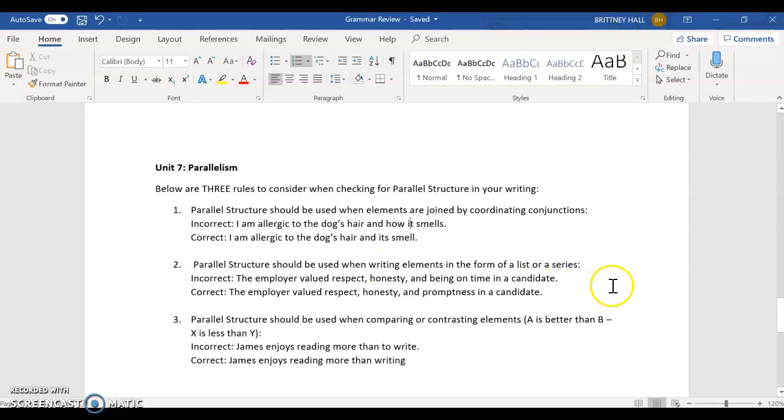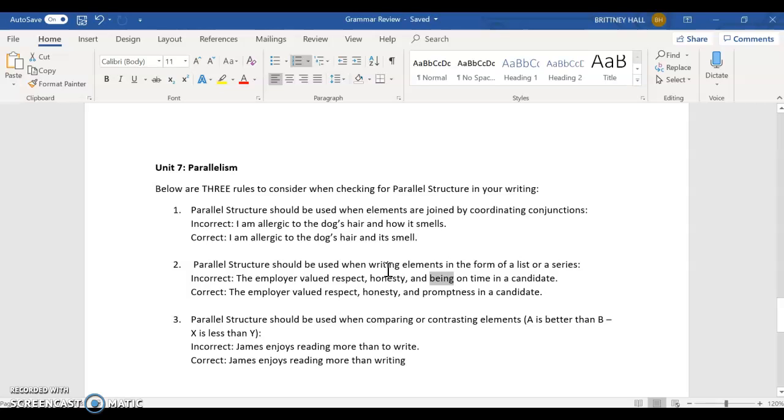Parallel structure should be used when writing elements in the form of a list or a series. Now, it doesn't matter if the list or series is a bunch of adjectives or a bunch of nouns or a bunch of verbs, the same rule applies. So here we have, in the incorrect one, the employer valued respect, comma, honesty, comma, and being on time in a candidate. So we have respect and honesty, these are nouns, and then being on time is a gerund phrase, so it just sounds a bit awkward. We didn't talk about gerunds in our class, but the point is we have a verb with ing here. It's very different from these nouns, respect and honesty.